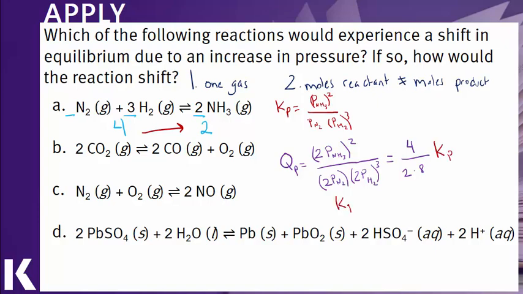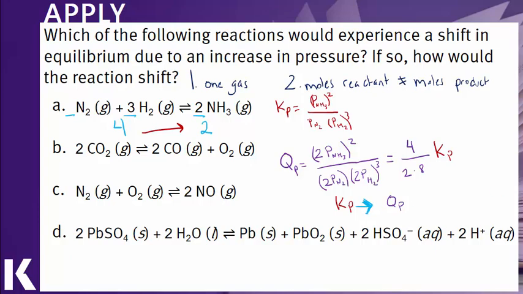Now, what is the relationship of Kp to Qp? Qp is 4/16 or 1/4 the value of Kp, meaning that Kp is greater than Qp. Let's draw a line to create an arrow. When Kp is greater than Qp, the reaction will shift to the right, towards the product.